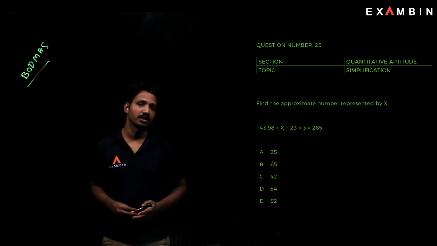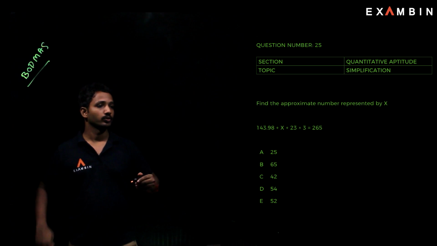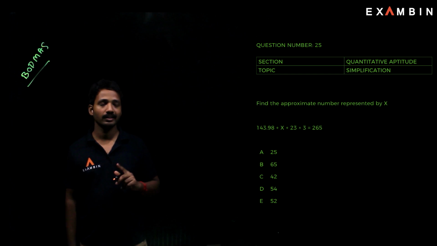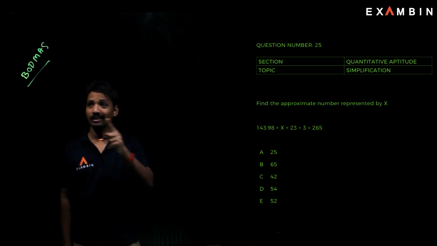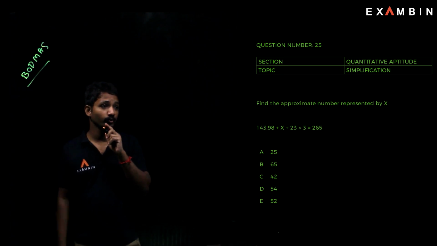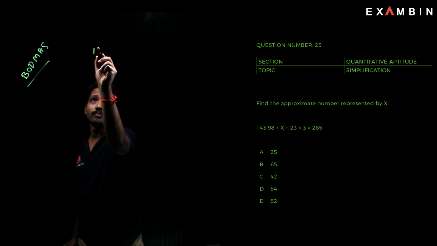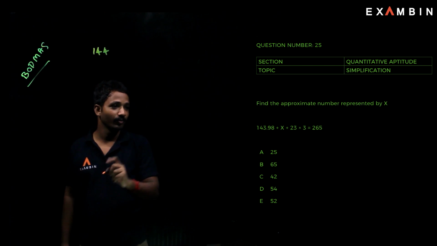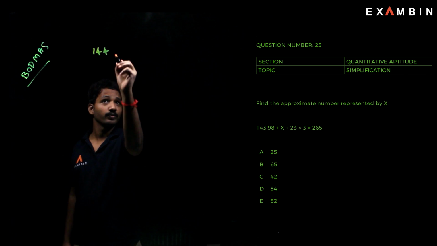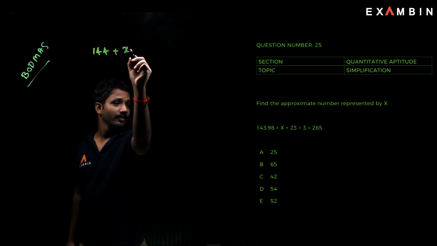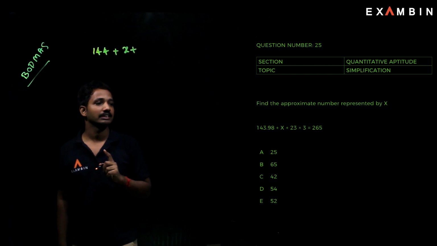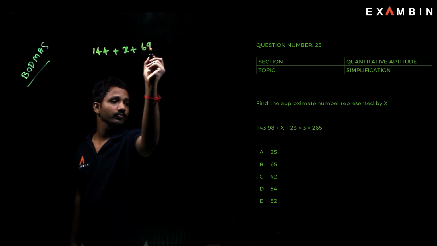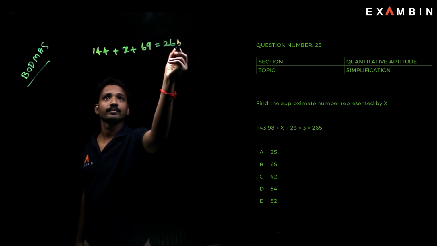Here is another question based on simplification. So the question is 143.98 plus x plus 23 into 3 is equal to 265. So again by BODMAS rule we have to do first multiplication. So I am taking the nearest values. 143.98 I am writing as 144 plus x plus 23 into 3. 3 20s are 60, 69 is equal to 265.